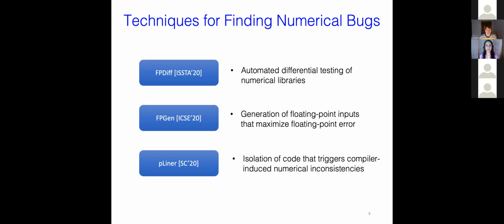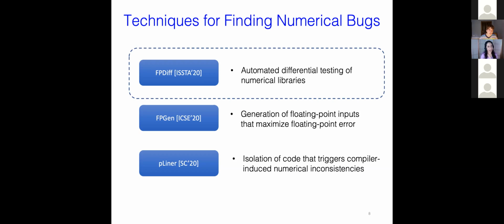Okay, great. So motivated by these findings, we have recently worked on three techniques for finding numerical bugs and isolating numerical inconsistencies. The first one I will talk about today is called FPDiff. FPDiff is an automated differential tester for numerical libraries. Because it is doing differential testing, it is going to be able to find some of those problems that require significant domain knowledge in our study.